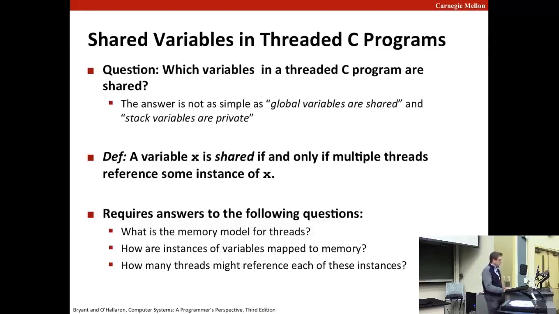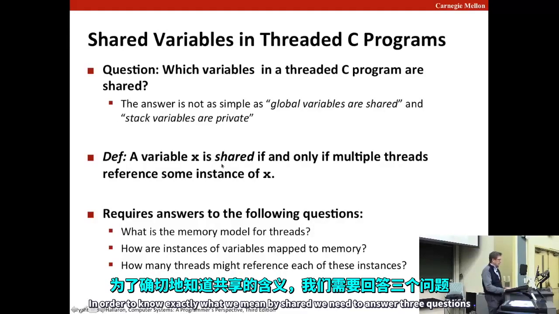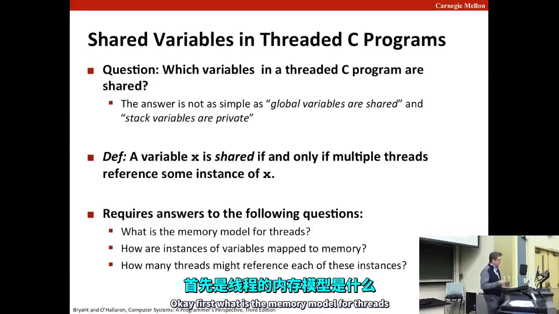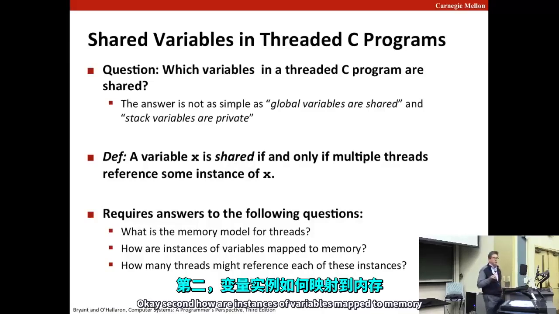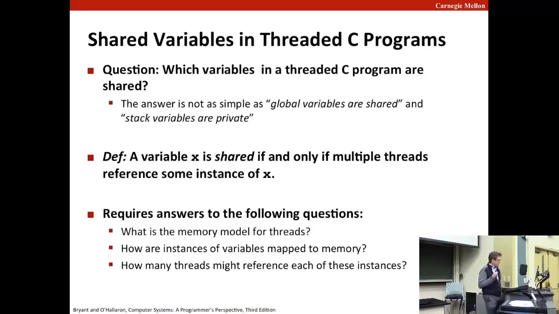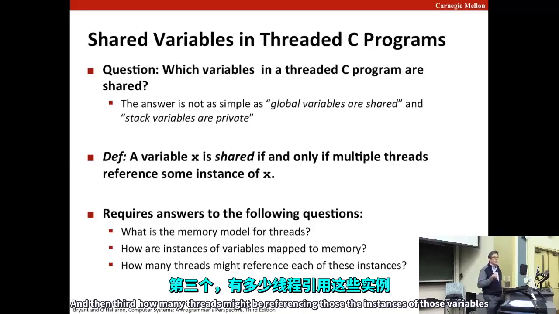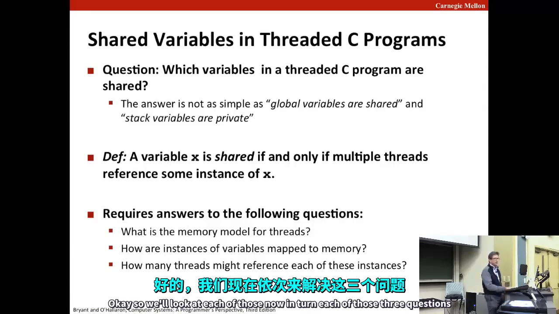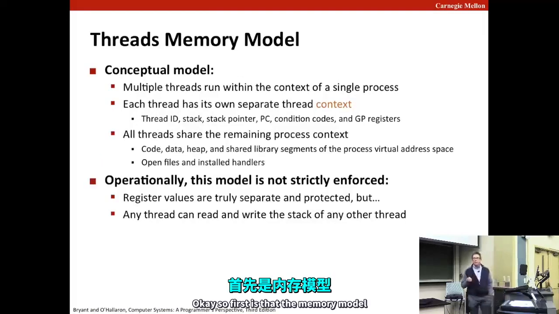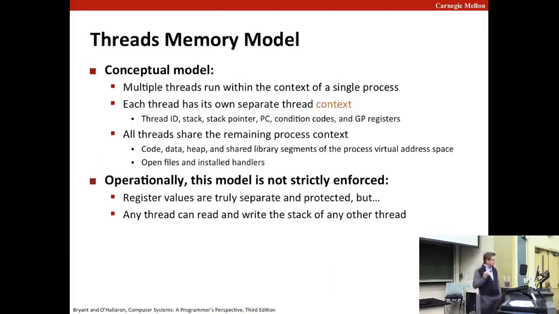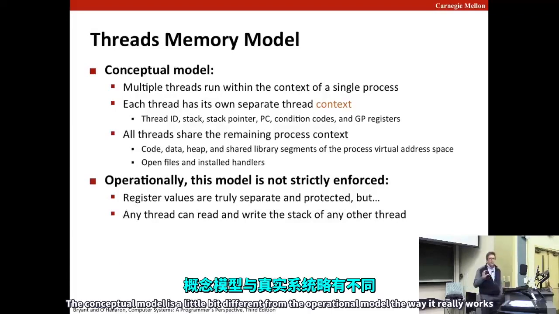Okay, so in order to know exactly what we mean by shared, we need to answer three questions. First, what is the memory model for threads? Second, how are instances of variables mapped to memory? And then third, how many threads might be referencing the instances of those variables? Okay, so we'll look at each of those three questions in turn. So first is the memory model. The conceptual model is a little bit different from the operational model, the way it really works.